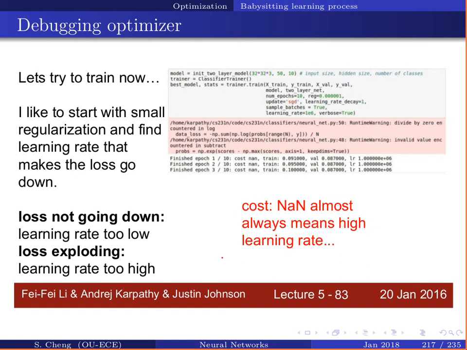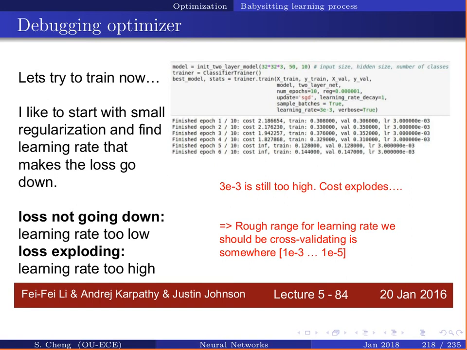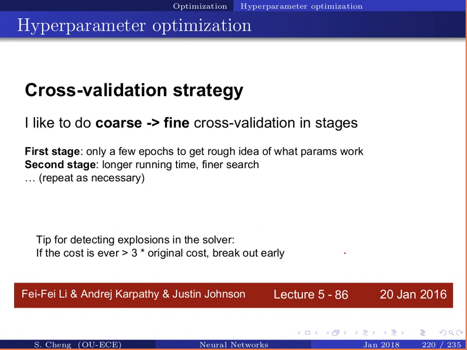Things just explode. So what you typically want to do is set a range and just keep trying, because we need to find a good learning rate. That involves some kind of cross validation. So for example, I can try a range from maybe 10 to the minus 3 to 10 to the minus 5, and this will be the cross validation.